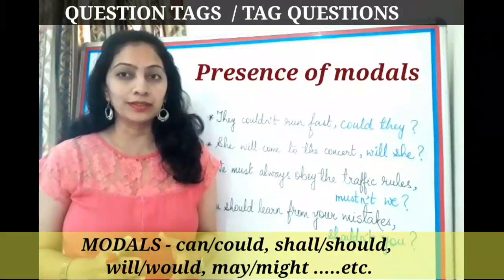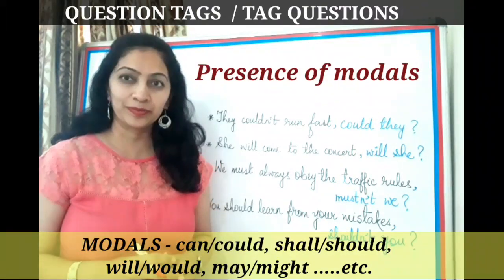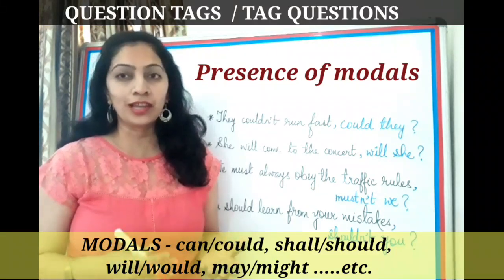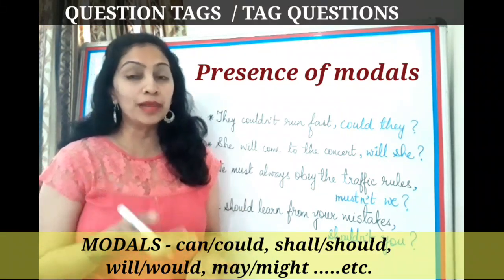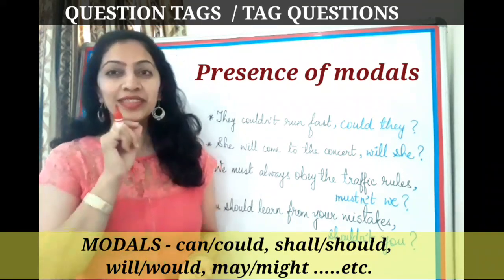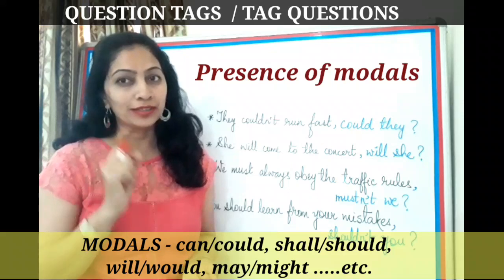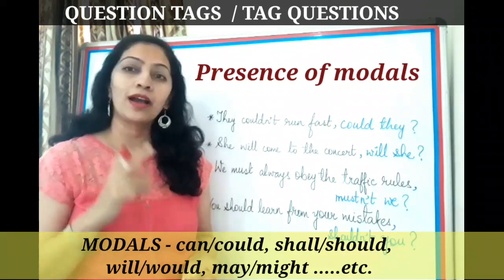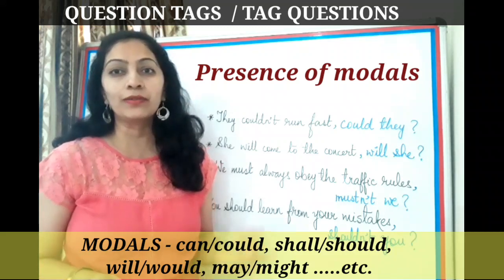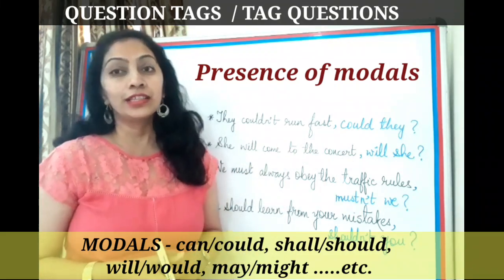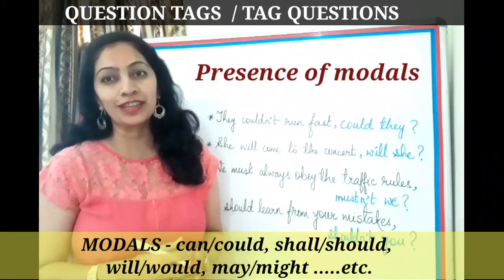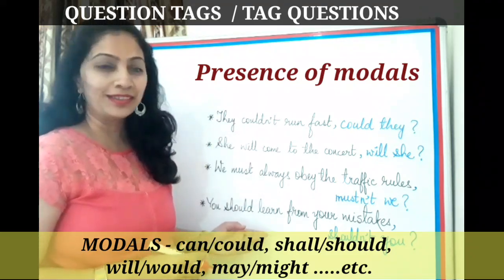There are certain words called as modals. What are modals? Modals are words like can, could, shall, should, will, would, may, might, must, have to, dare, etc. So these words are called as modals. Now what do you do if you have a modal in the statement? Simple. The question tag will take the same modal. Either change it into a positive tag or change it into a negative tag. Look at these examples here.